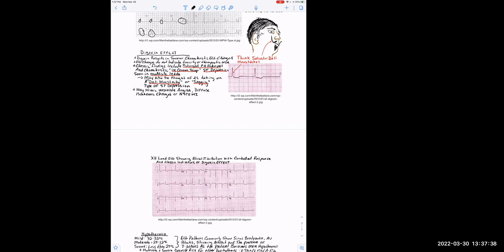One of the other characteristic findings in the digoxin effect is something we call the ice cream scoop, where you have an ST segment that looks kind of like an ice cream scoop. You have this ST segment depression. It is typically seen in multiple leads.